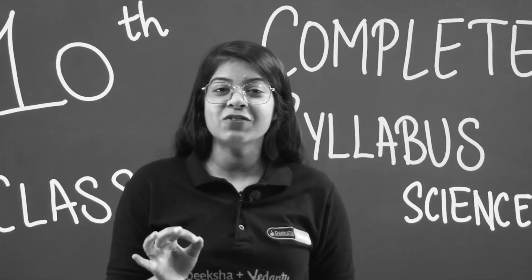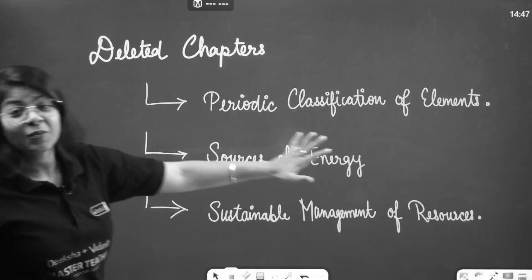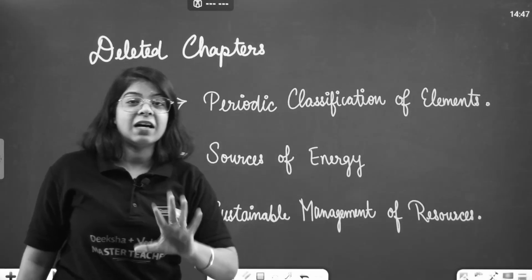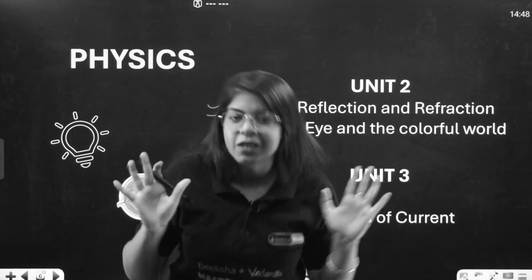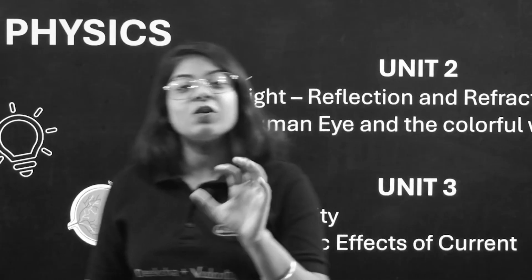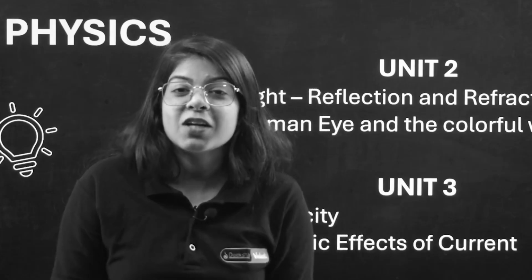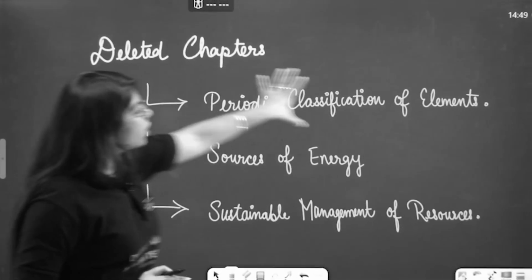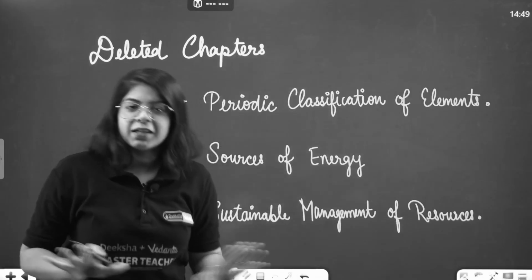Complete syllabus of science. What are the exact chapters of our science? These are some of the deleted chapters of our science. What are these lenses? Why am I wearing these specs? We will study all about that. We have played with magnets, so we'll study how exactly those magnets work, what their applications and functions are, and all that stuff. Periodic classification of elements, you know that huge periodic table, that is completely gone.